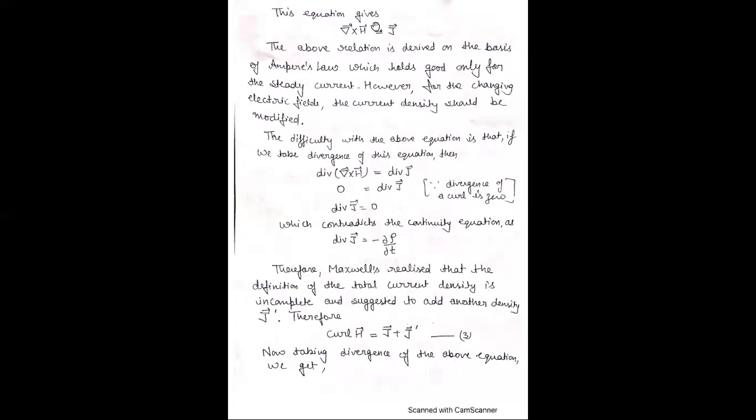This equation also gives the modified form of Ampere's circuit law, or the modified equation for the curl of H, because this is the resultant curl of H after we add another current density. This is a very important question. The question is: write down the modified form of Ampere's circuit law, or the modified form of del cross H.